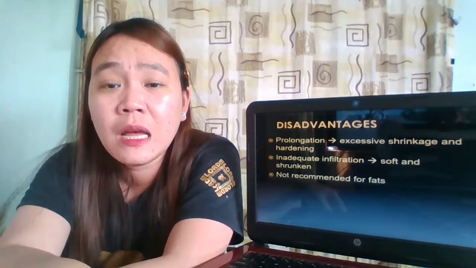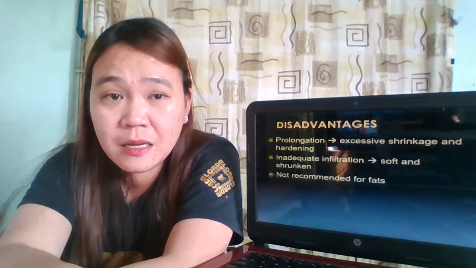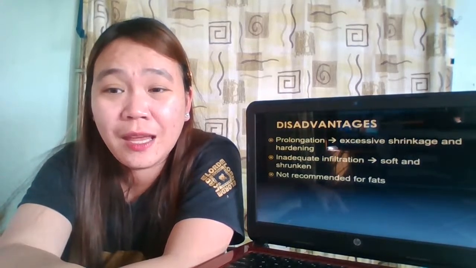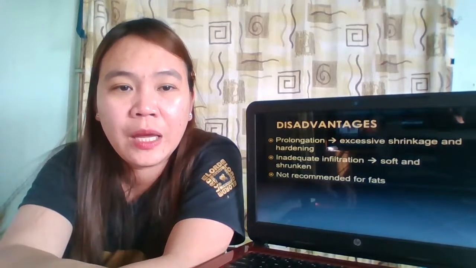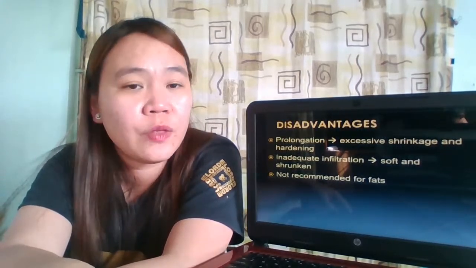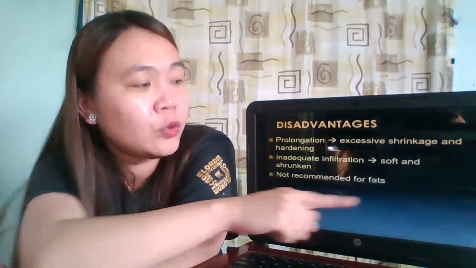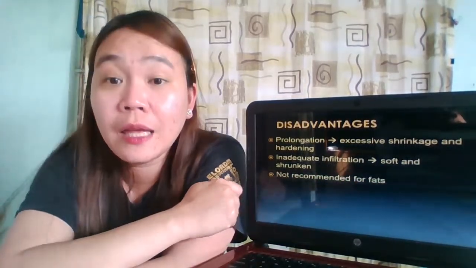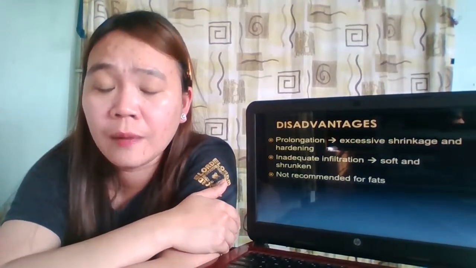So that means the procedure performed was not complete. Yes, so the impregnation is not complete. Okay, so inadequate infiltration. So this will result to a soft and shrunken tissue sample. Okay, why will it become soft and shrunken?